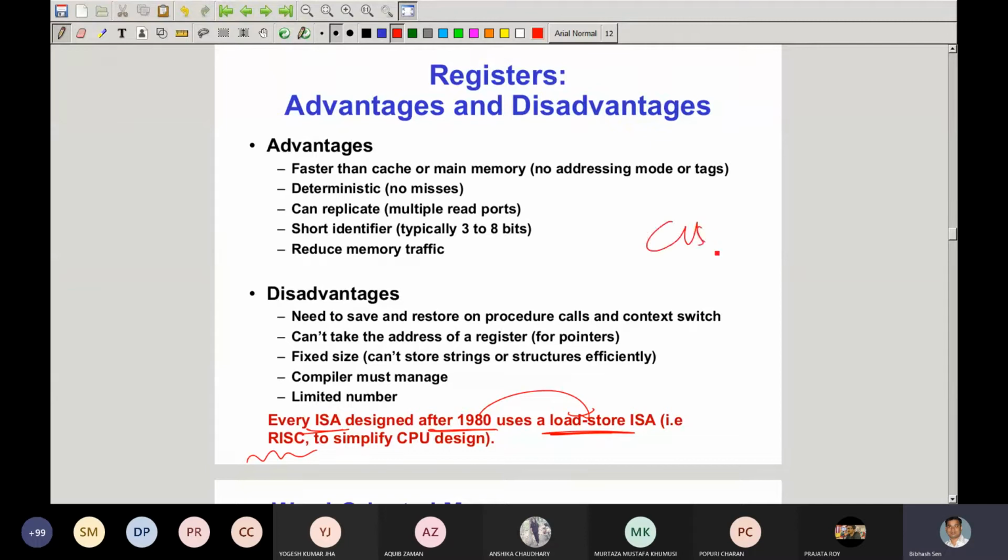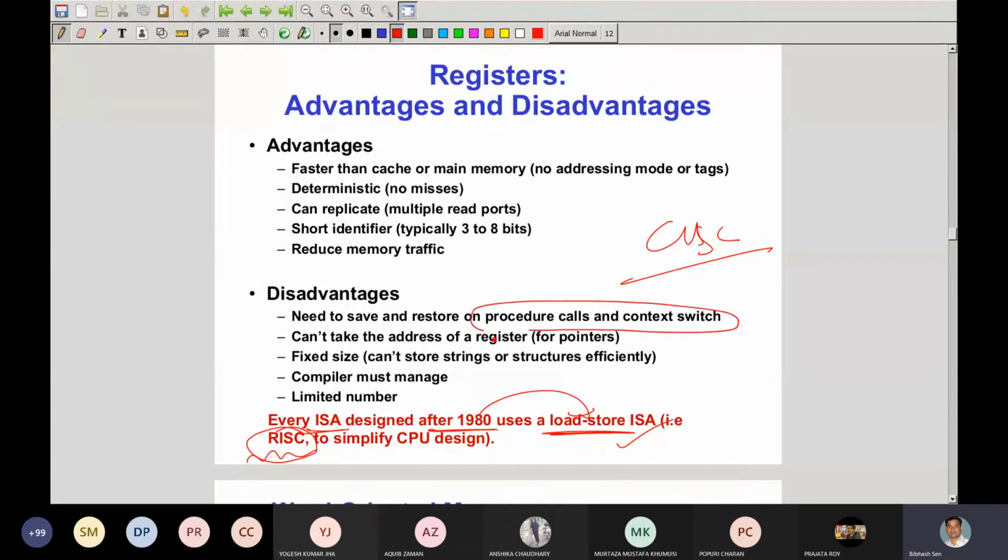Remember this. Mostly now load store, also called RISC. Those CISC are still used in our Windows operating systems, but due to the high speed architecture in mobile computing or Android, mostly they are following this type of architecture. Need to save and restore on procedure calls and context.